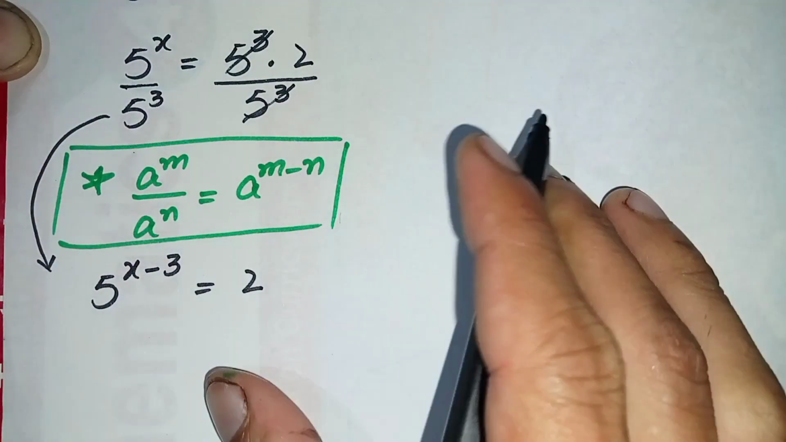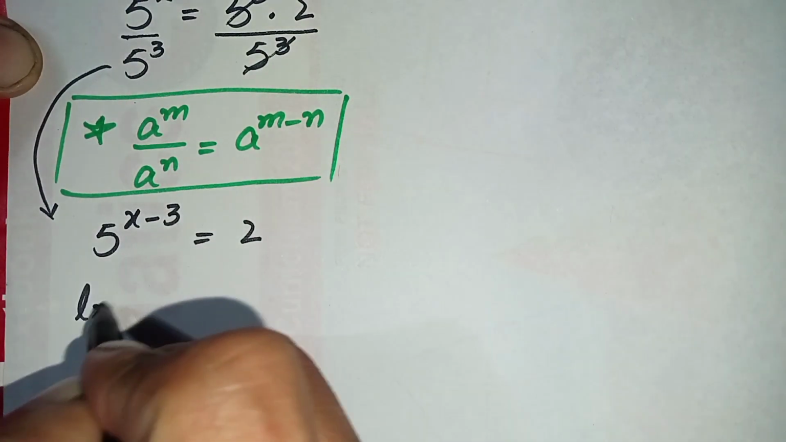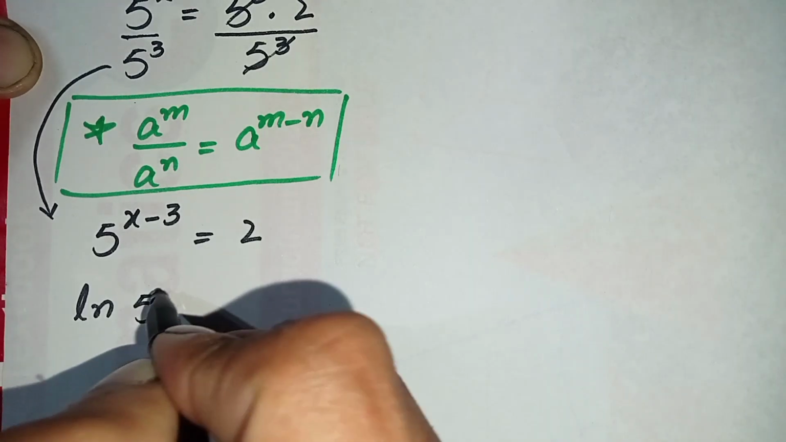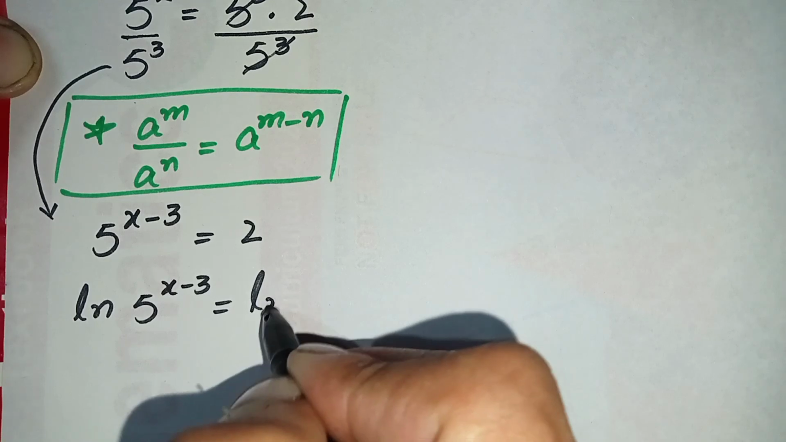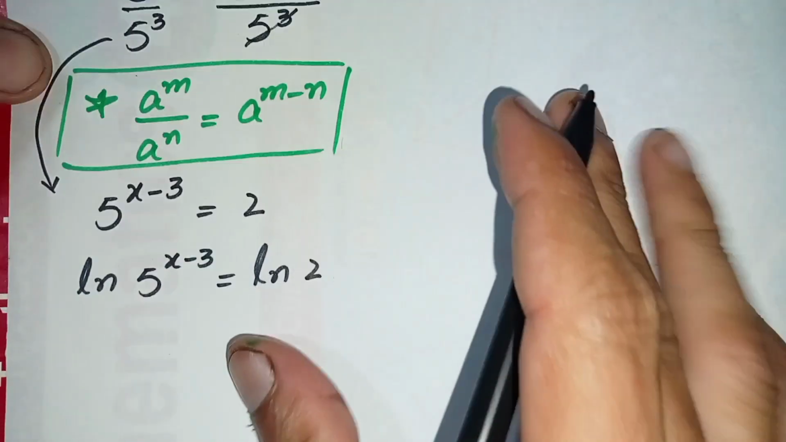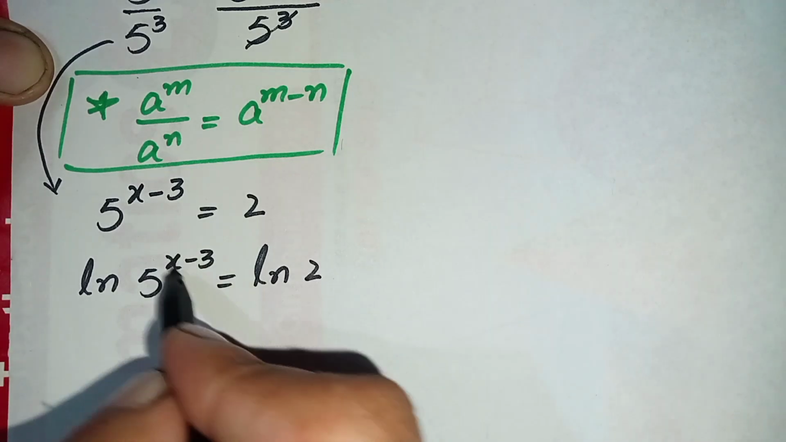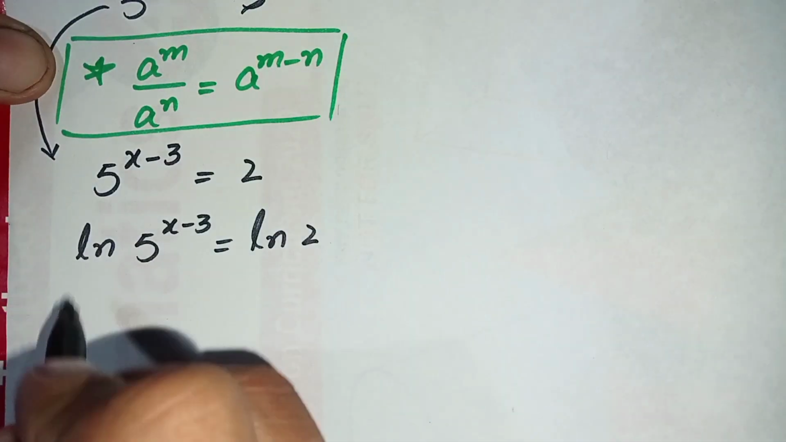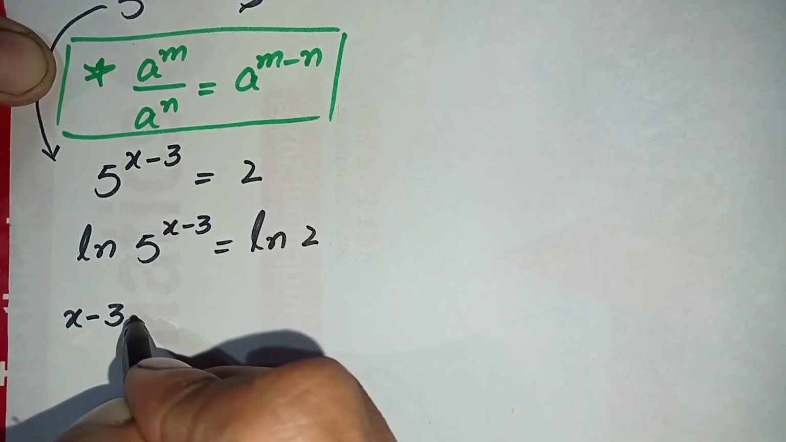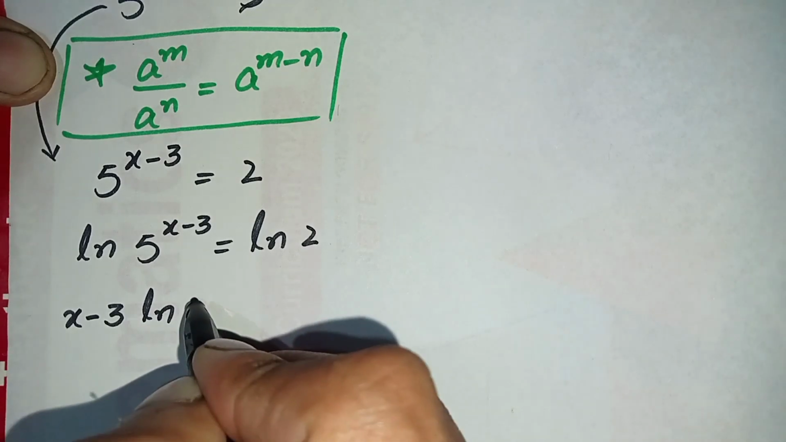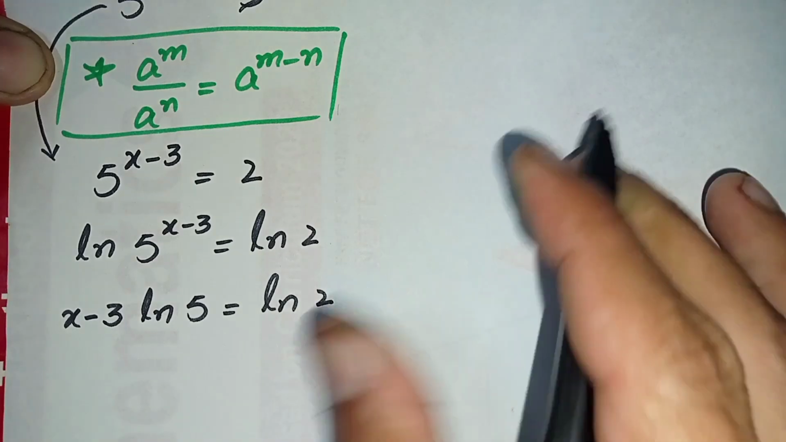and on the right hand side here only 2 is left. Now taking log on both sides, so this equation will become log of 5 raised to power x minus 3 is equal to log of 2. Here in the left hand side, we will use the log formula, and we will shift this power to the left hand side. So it will become x minus 3 times log of 5 is equal to log of 2.